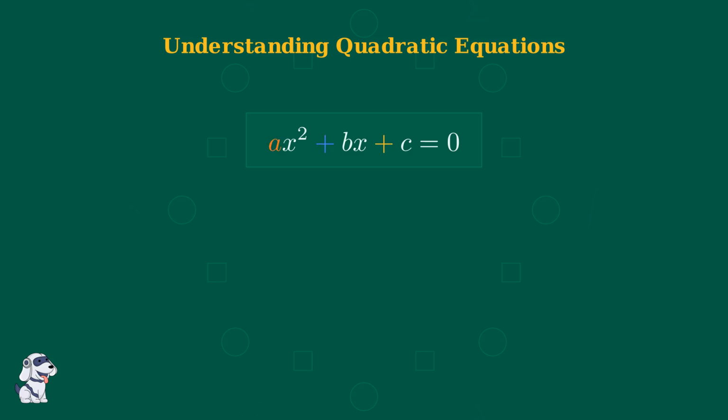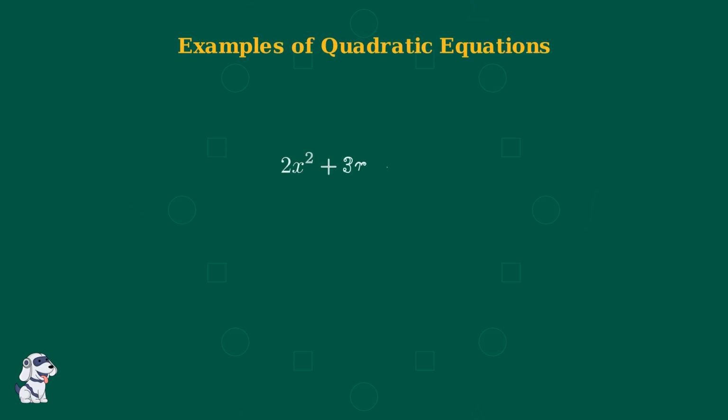The coefficient a is the coefficient of x squared, b is the coefficient of x, and c is the constant term. There's one crucial requirement: the coefficient a must not equal 0. This condition is what makes the equation quadratic. If a equals 0, the x squared term disappears, and we would have a linear equation instead.